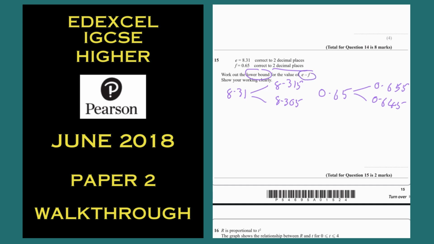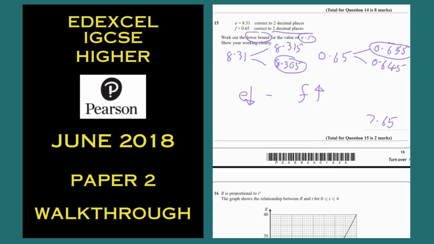It wants the smallest possible value of E take away F. And the way we can make this the smallest possible is start with the smallest possible answer. That's 8.305. That's the smallest value for E. And take away the biggest possible value of F. And that'll give you your lower bound, 7.65.